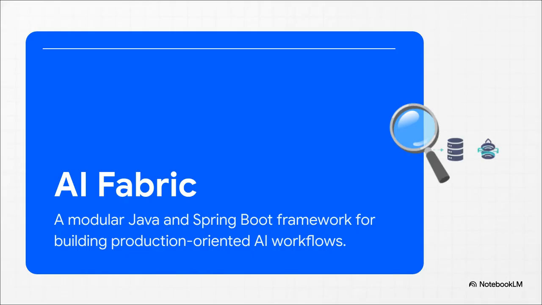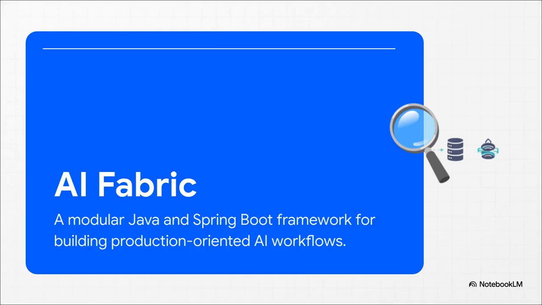Let's get incredibly explicit here so there's absolutely no confusion. AI Fabric is a modular Java and Spring Boot framework for building production-oriented AI workflows. But honestly, what it's not is just as important. AI Fabric is not an LLM. It's not a vector database. It's not a shiny new chatbot UI. And most crucially, it is not a replacement for your domain services, your repositories, or your authorization rules. It simply provides the contracts and the orchestration, meaning your app doesn't have to litter provider-specific API calls all over your beautiful domain code.